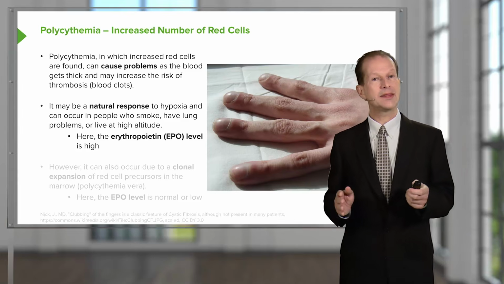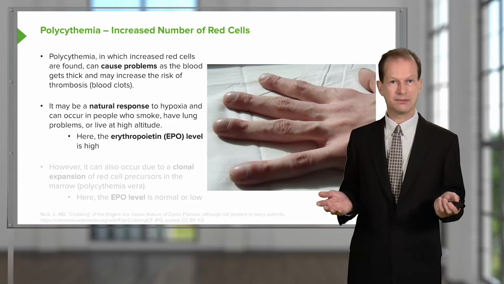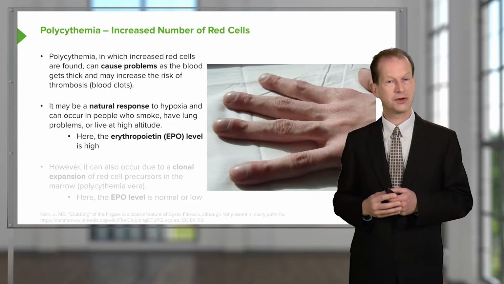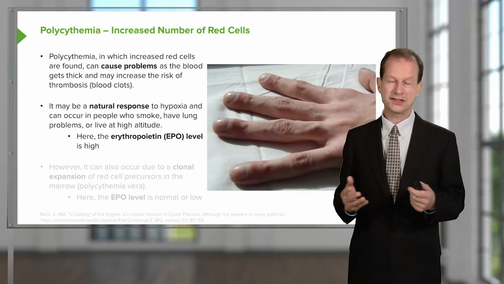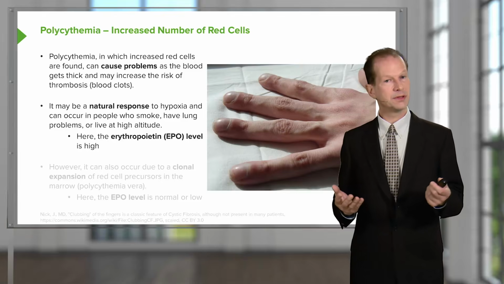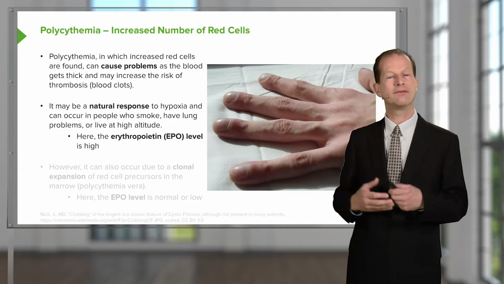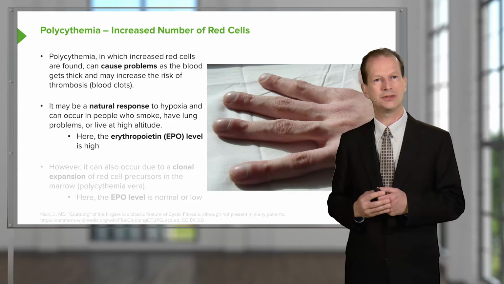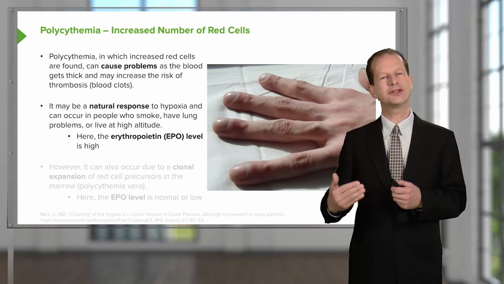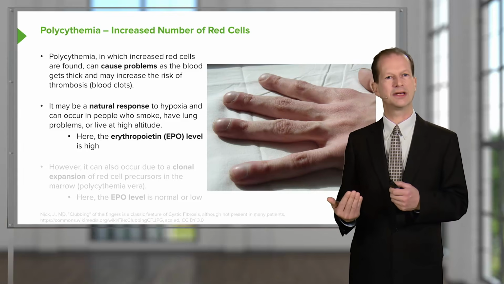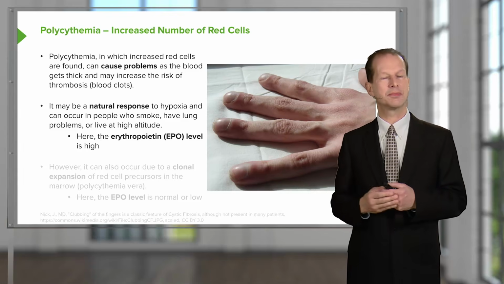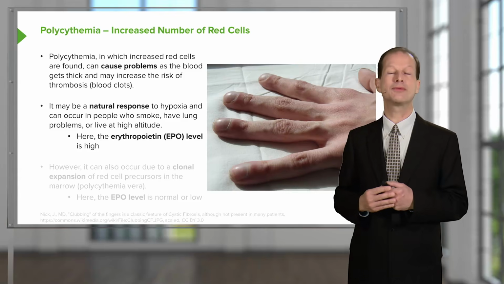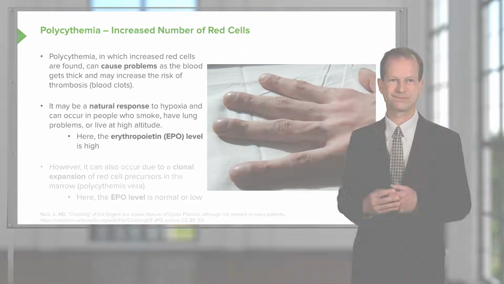Now, polycythemia can be a natural response of the body trying to adapt to hypoxia, reduction in oxygen tension. And this can occur quite commonly in people who smoke heavily, who have lung problems, or indeed live perhaps at high altitude. Now here we see the body trying to respond to this hypoxia by increasing erythropoietin. If we took a blood test from these patients, we would see that the erythropoietin level is high.